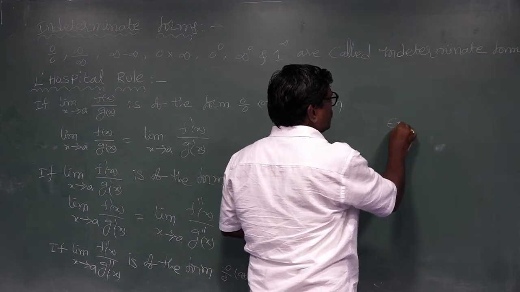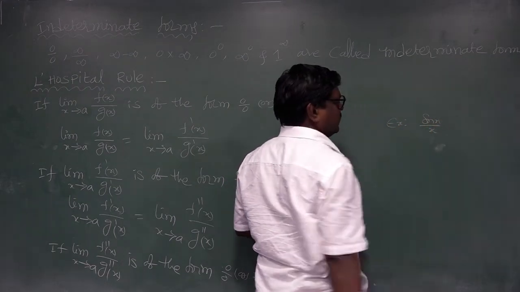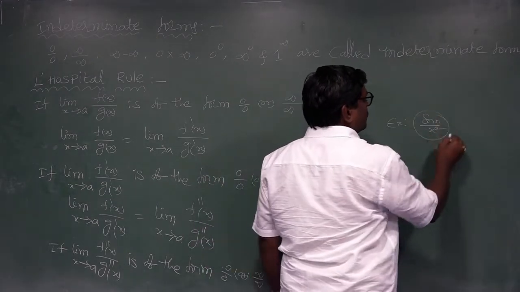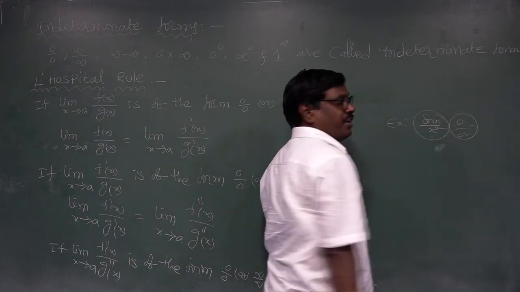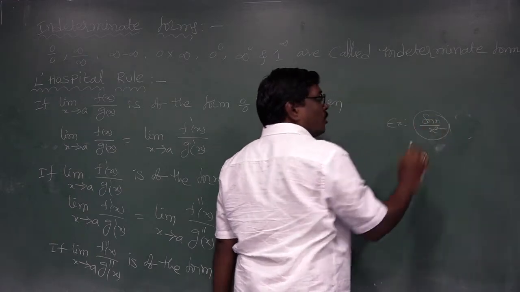Now the limits. Suppose, for example, sin x by x, or sin x square. Substituting, the limit of sin 0 is 0, and 0 whole square is equal to 0. This is an infinity form, so this has no solution by direct substitution.